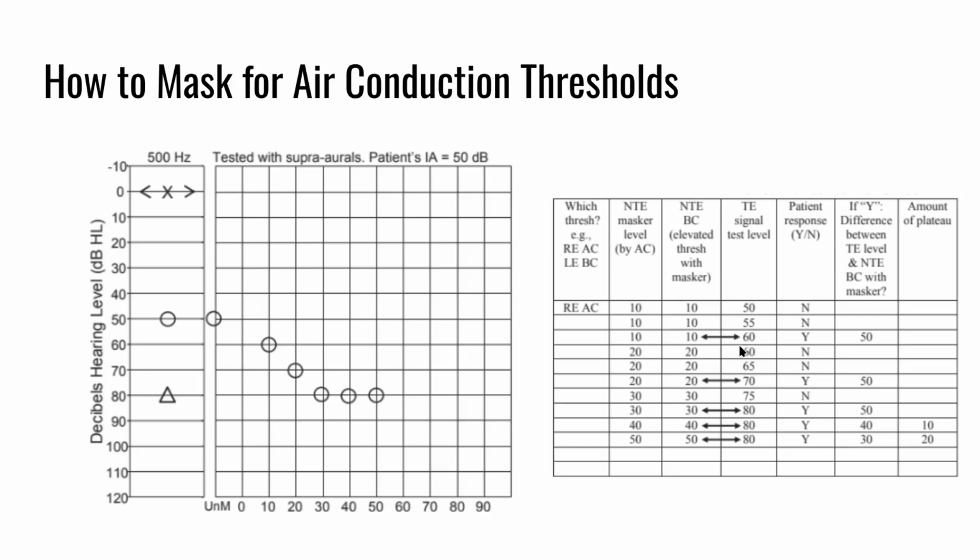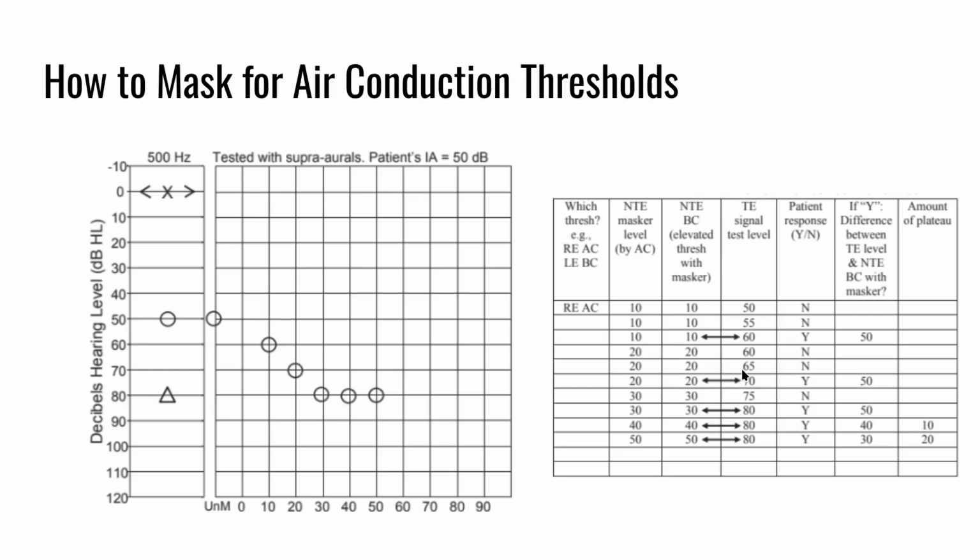And then at 60, we have to raise the masker level. When we get a response, now we raise the masker level in 5 to 10 dB increments. Here we raise the masker level by 10 dB, going from 10 dB to 20 dB. So then we get no response, indicated here in the panel. No response here. Raise the tone by 5 dB.